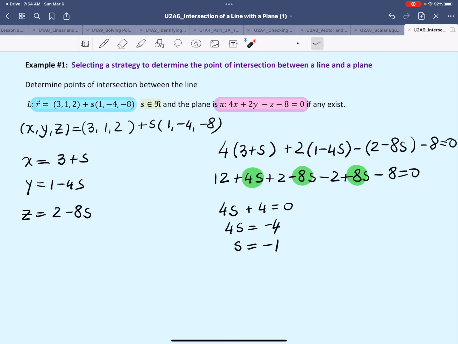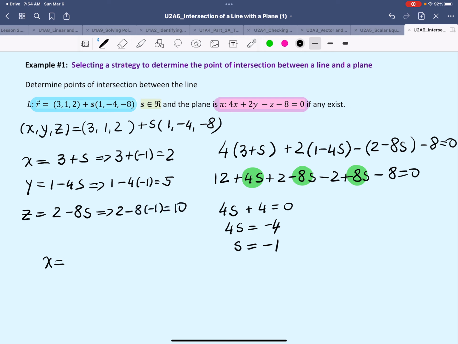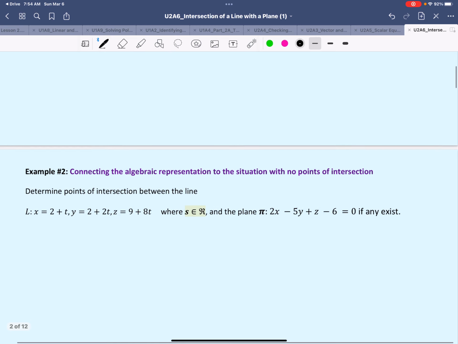equation of the plane. So with this s value, we're going to revisit the parametric equations. 3 plus s would be 3 plus negative 1, that's 2. 1 minus 4s would be 1 minus 4 times negative 1, which is 5. And 2 minus 8s would be 2 minus 8 times negative 1, which equals 2 plus 8, or 10. So therefore, there is a point of intersection, and the coordinates of it are (2, 5, 10). Now let's move on to the next example.